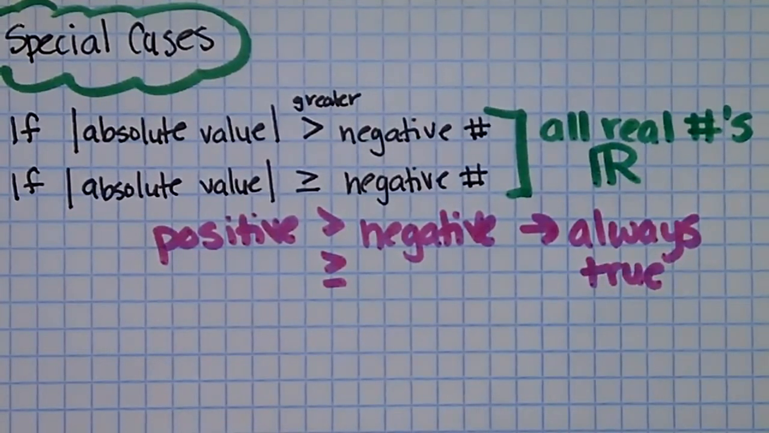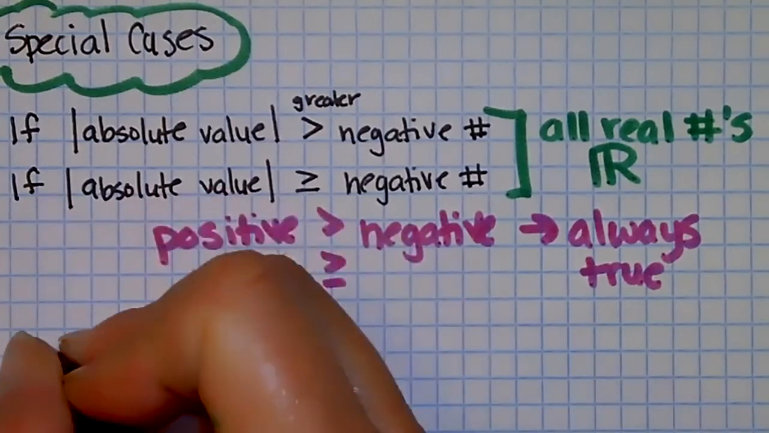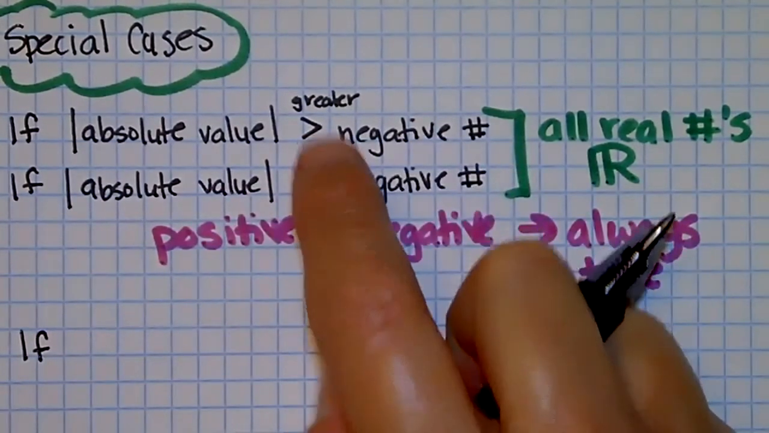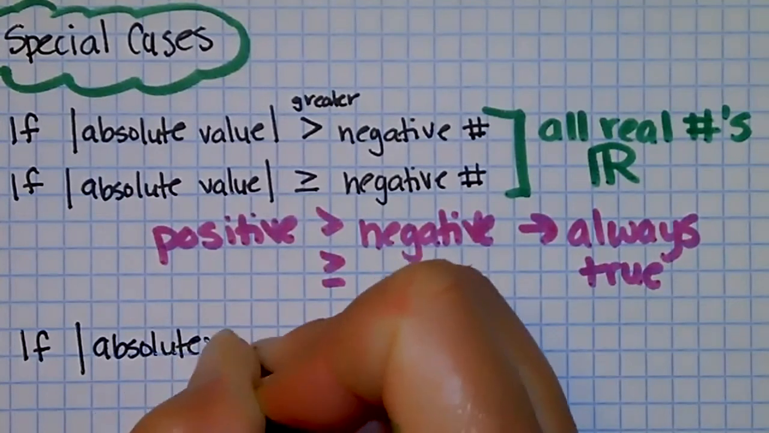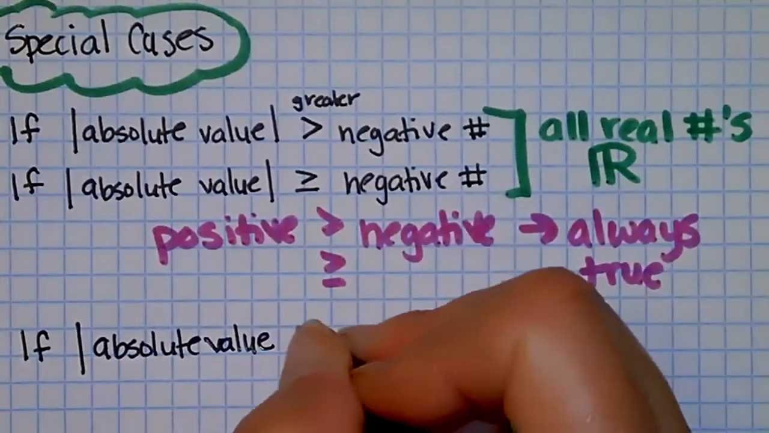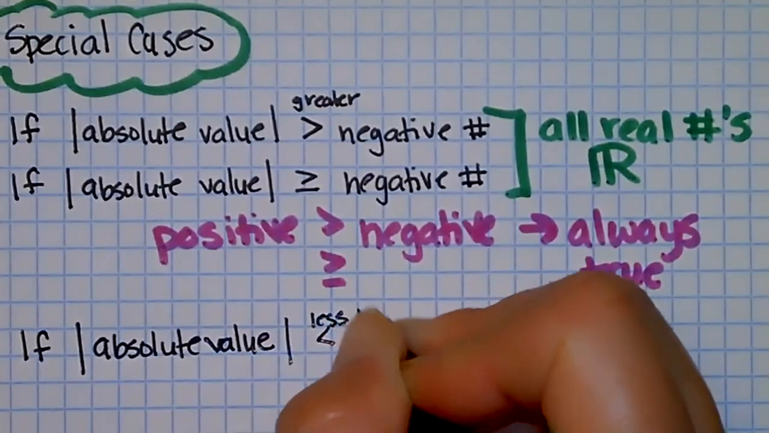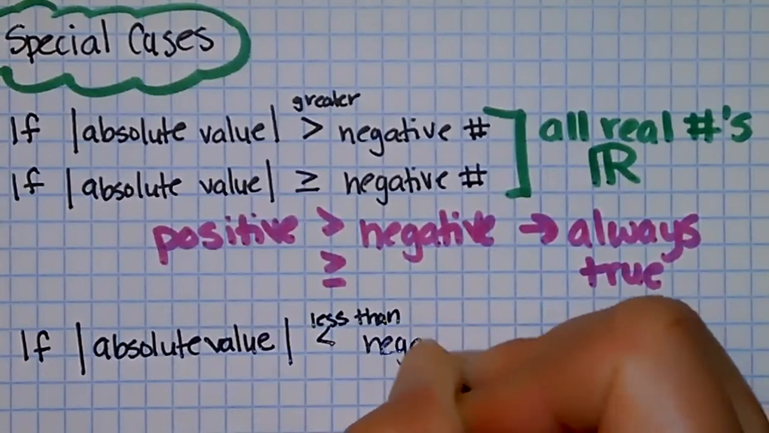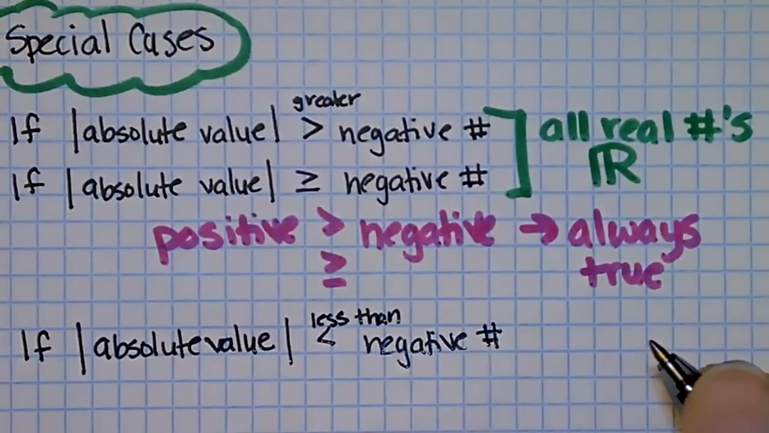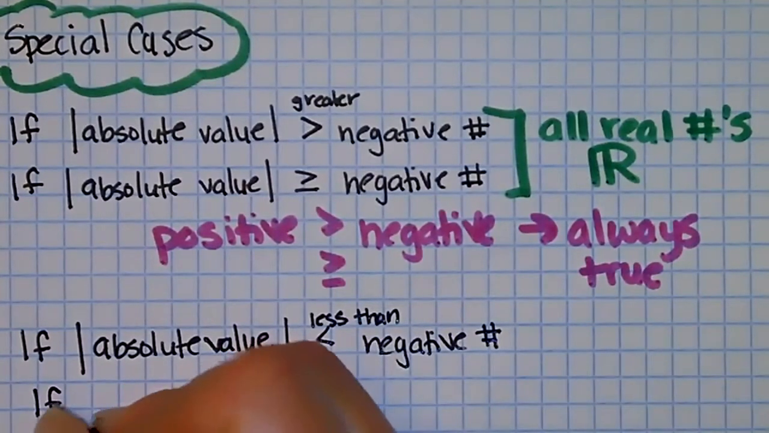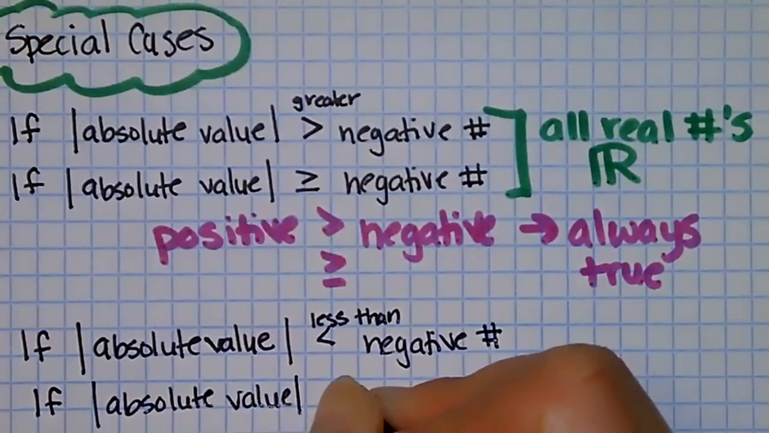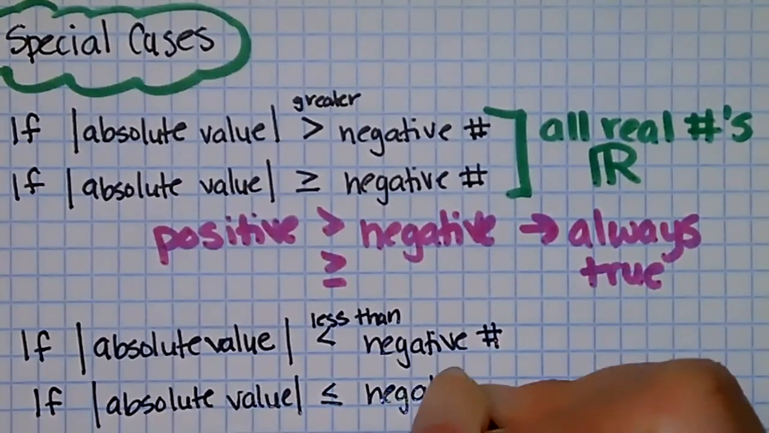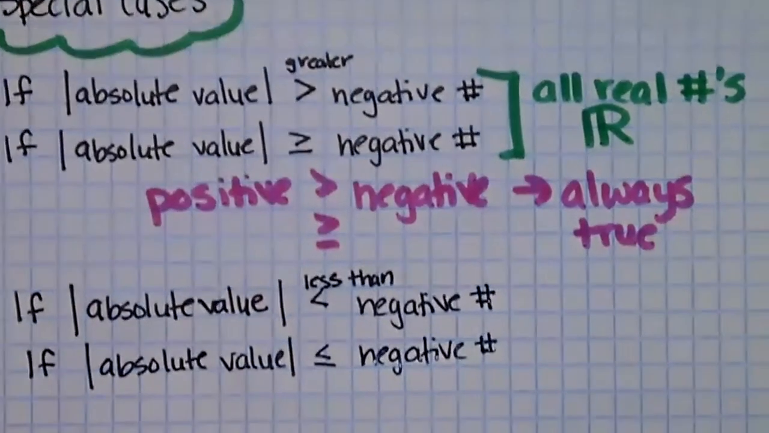Okay, so now let's say that we have the opposite, where it's going to be less than or equal to a negative. So if the absolute value is less than a negative number, or if your absolute value is less than or equal to a negative number, what that means is the following.